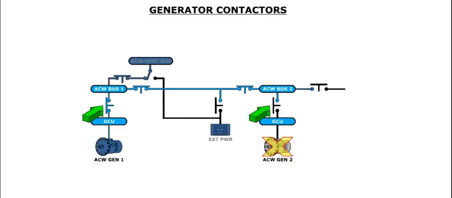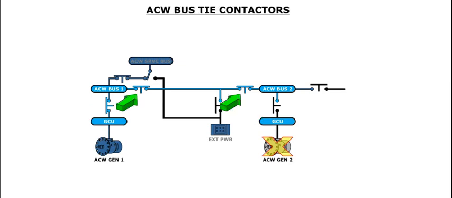Each AC wild generator powers an associated AC wild bus through a generator contactor. The GCU will open the contactor in the event a fault has been detected. In the event of a fault, an AC wild bus will be automatically powered by the opposite AC wild bus through two bus tie contactors.